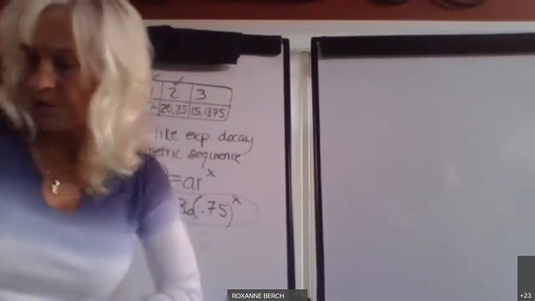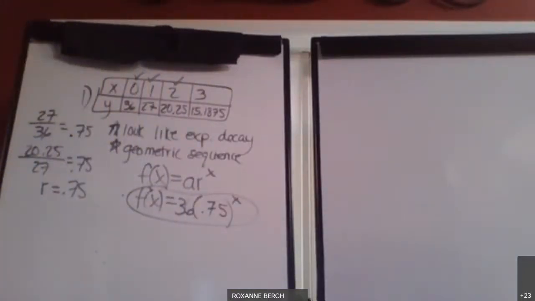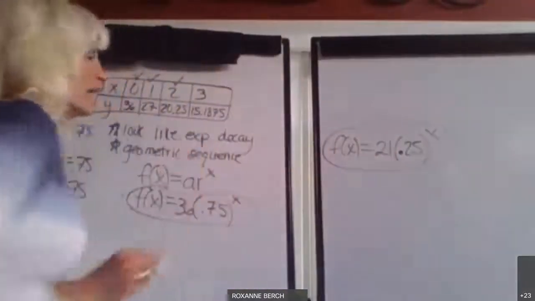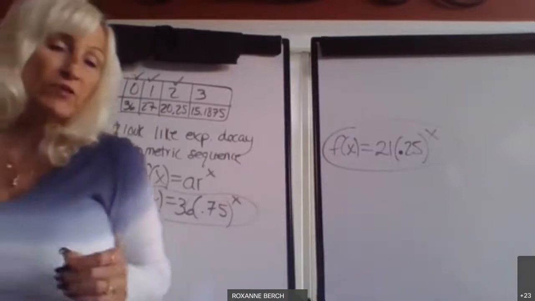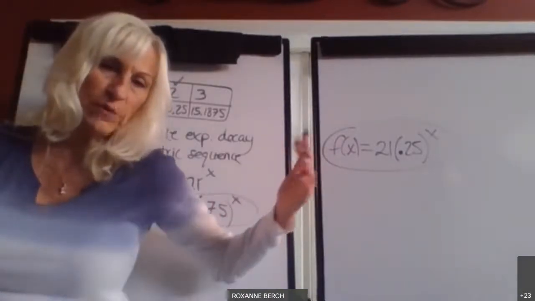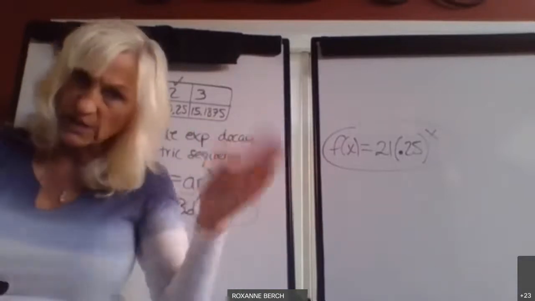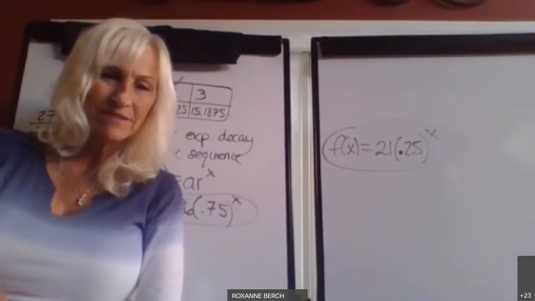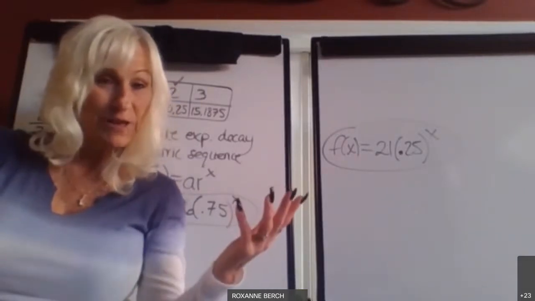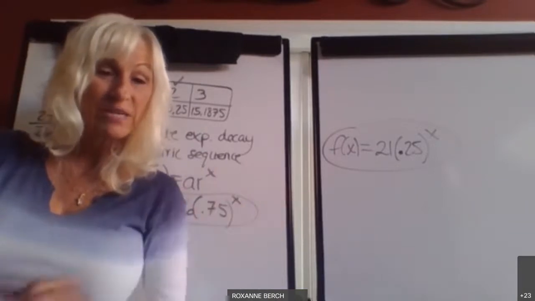All right. So what did you get for the answer? I got f of x equals 21 times 0.25 to the power of x. That's correct. And if you check it, it will match the table. So that's the whole thing: you have to figure out, is it linear? Is it quadratic? Is it cubic? What is it? And if it looks exponential, try a geometric sequence function, because a geometric sequence function is exponential.